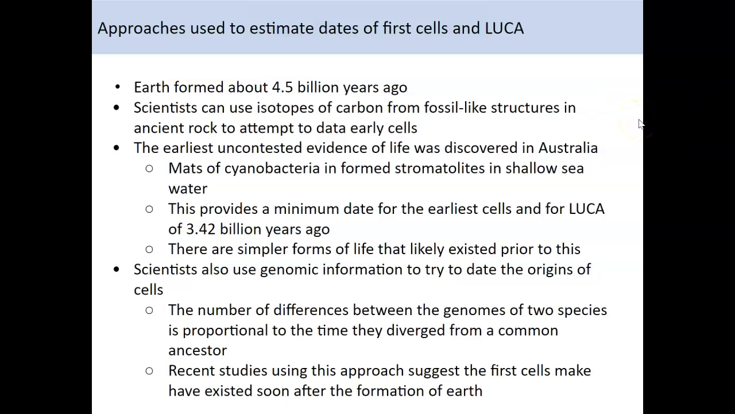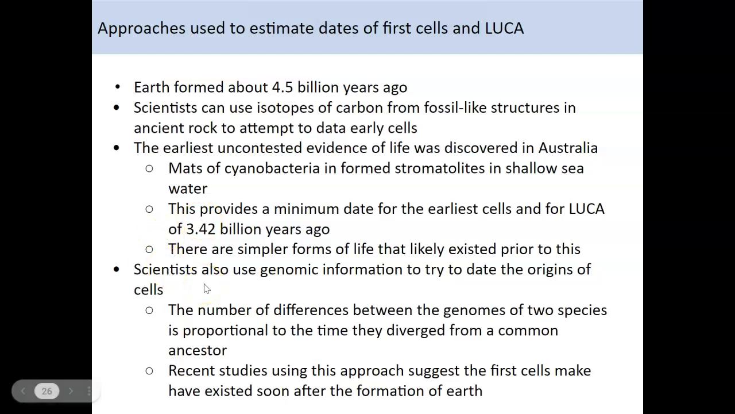In Australia, we have discovered mats of cyanobacteria that formed stromatolites. Stromatolites are essentially almost rock-like structures that are actually made up of living organisms. And these also happened in the oceans, in shallow oceans. Cyanobacteria are blue-green bacteria. Because we have dated these early cyanobacteria cells to have been formed about 3.42 billion years ago, this would provide the minimum date for the earliest cells, and therefore a minimum date of the age for Luca. Remember, there are likely to have been cells that formed prior to Luca that were much more simple, and so the earlier, more simple cells would be even older than this.